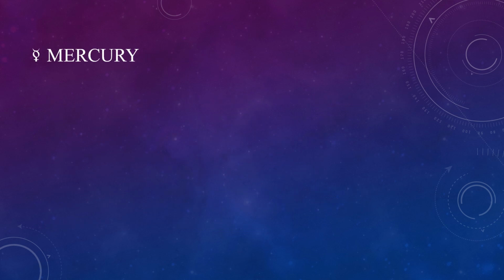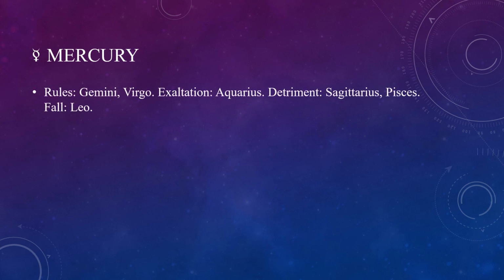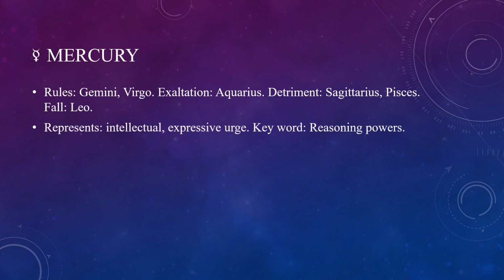Next, let's look at Mercury. Mercury rules Gemini and Virgo. It is exalted in Aquarius. Mercury's detriments are Sagittarius and Pisces, and its fall is Leo. Mercury represents intellectual and expressive urges, and its keyword is reasoning powers.